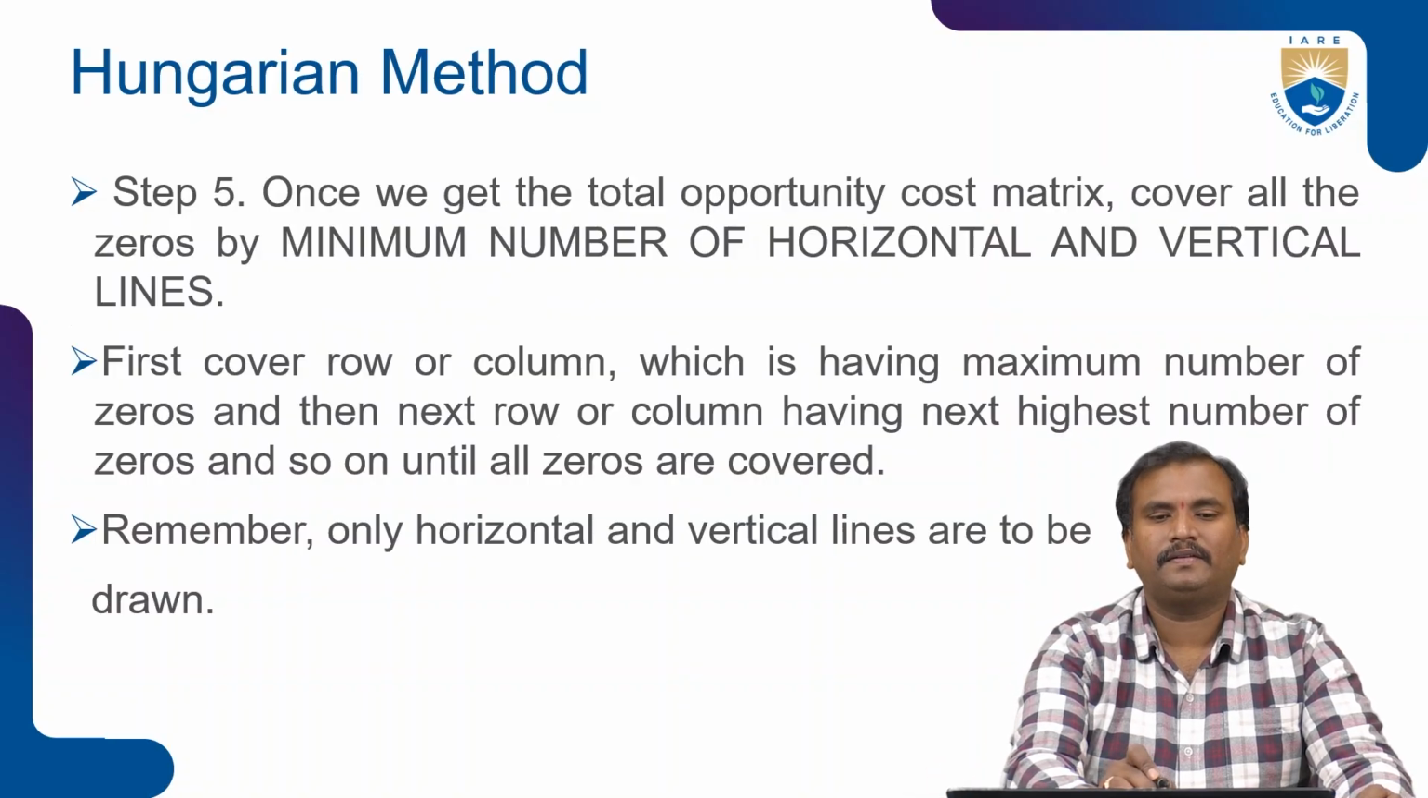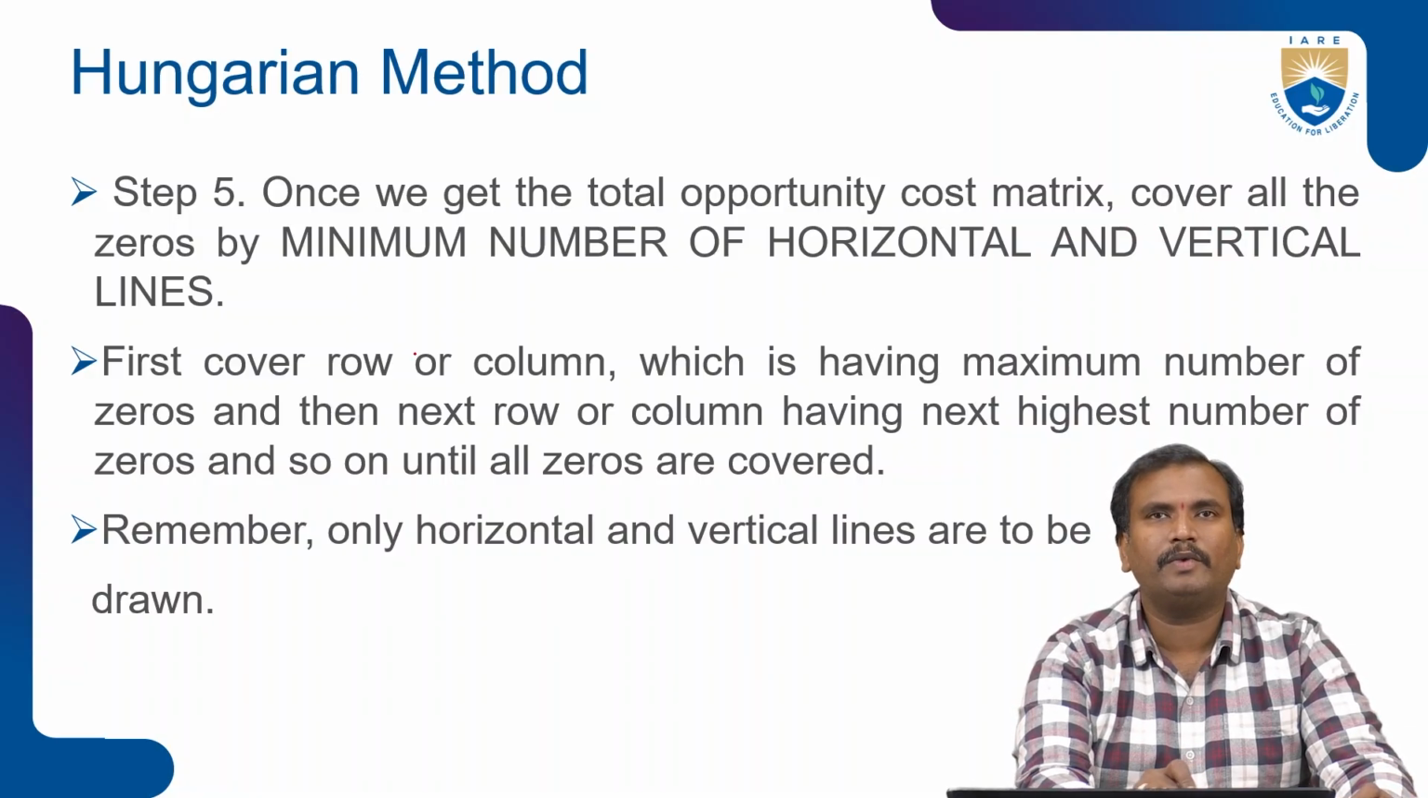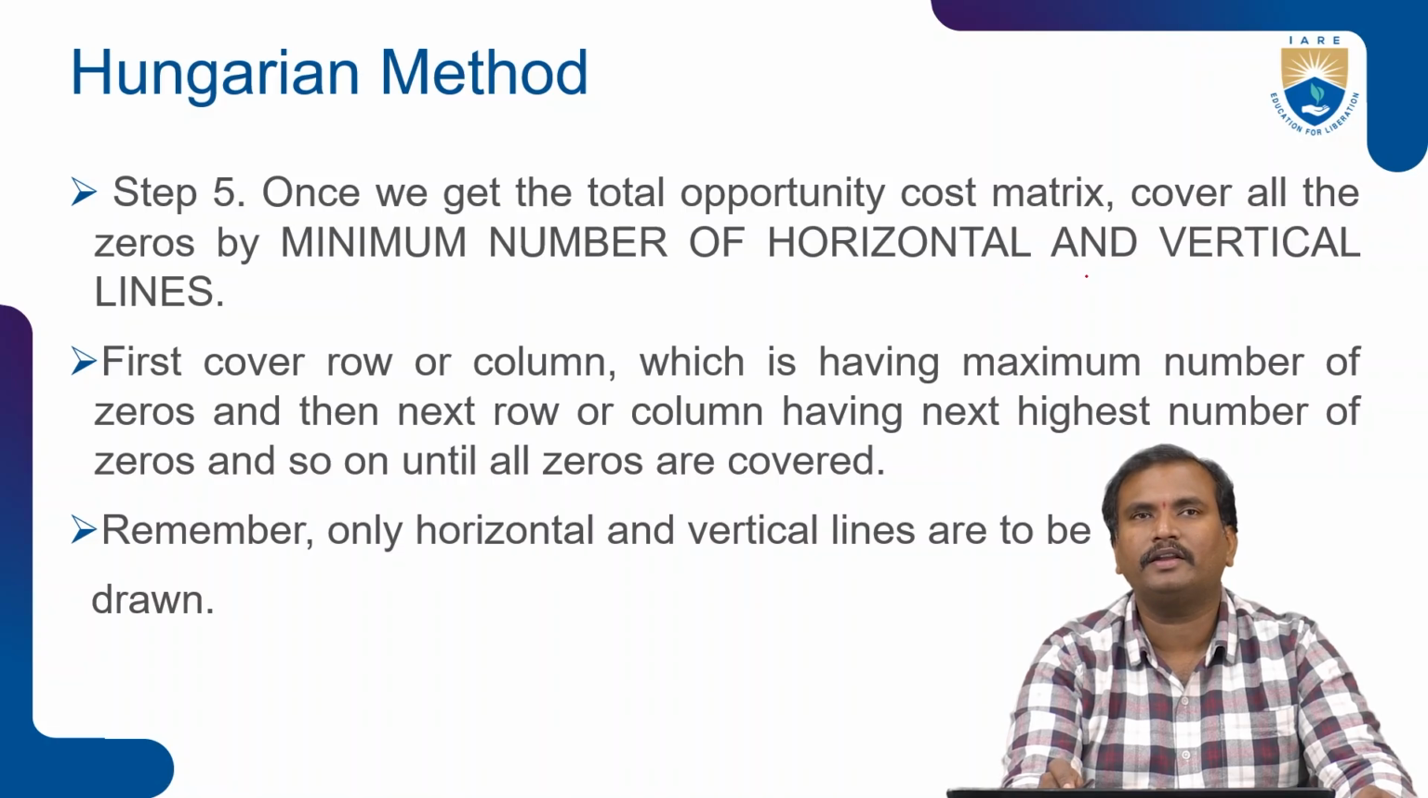And the next step is, once we get the total opportunity cost matrix, the TOCM, cover all the zeros by the minimum number of horizontal and vertical lines.